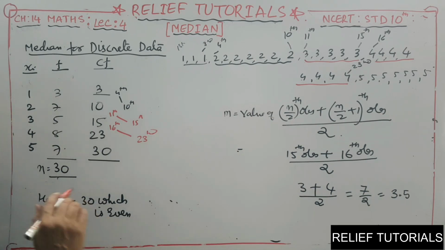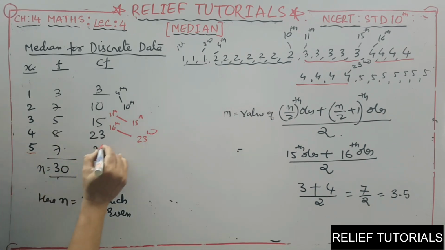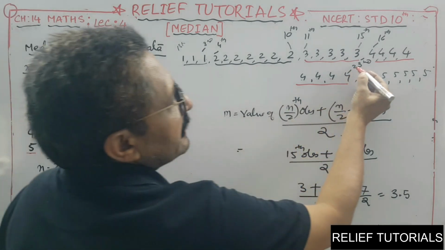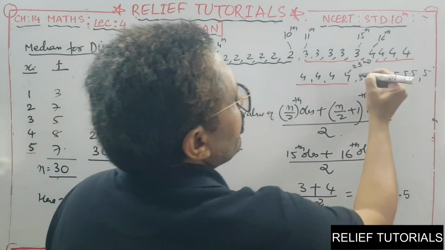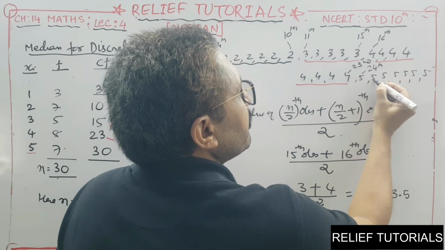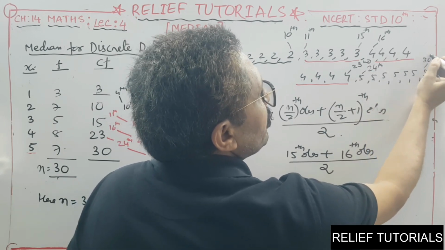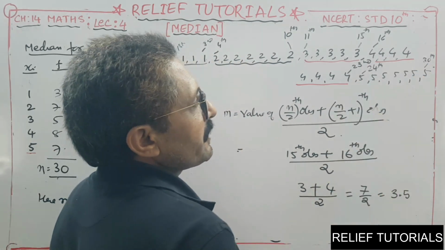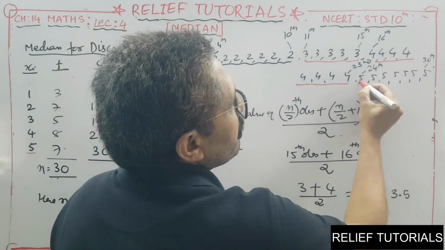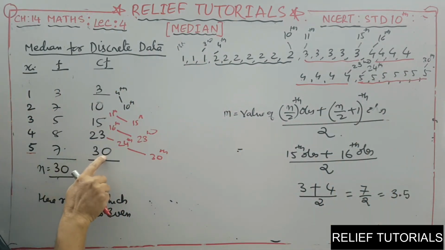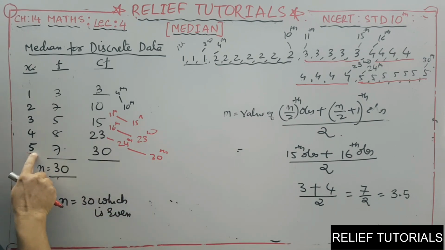Clear? Now we will see 5. So this observation after the 23rd, what will we get? The 24th to 30th observation is 5. See now, this is the 23rd. Now what will we get? This is the 24th observation, then 25th, 26th, 27th, 28th, 29th, and this is the 30th. So from the 24th to the 30th observation it is 5. That information we get from cumulative frequency.